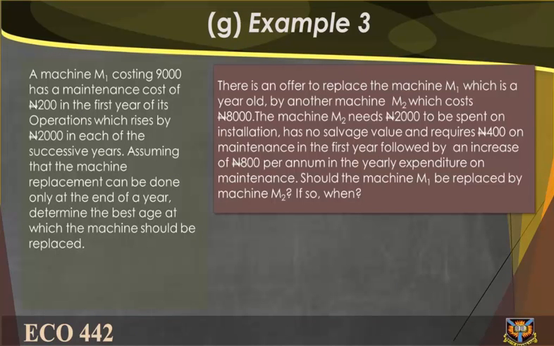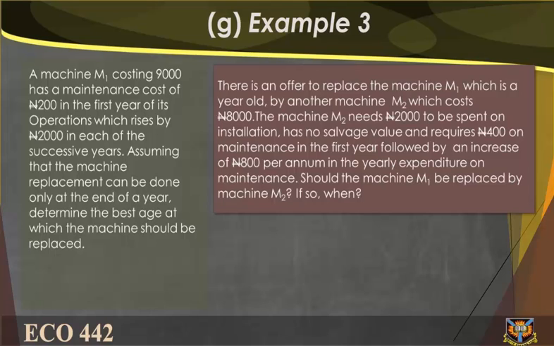G. Example 3. A machine M1 costing 9,000 has a maintenance cost of 200 naira in the first year of its operations, which rises by 2,000 naira in each of the successive years. Assuming that the machine replacement can be done only at the end of a year, determine the best age at which the machine should be replaced.